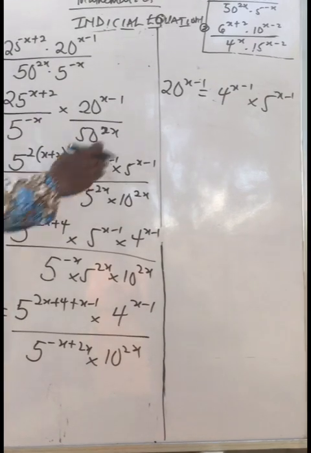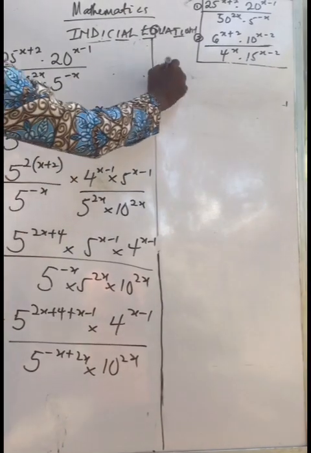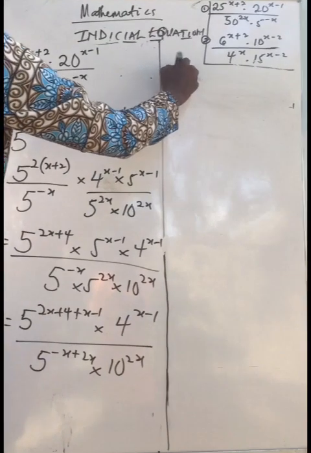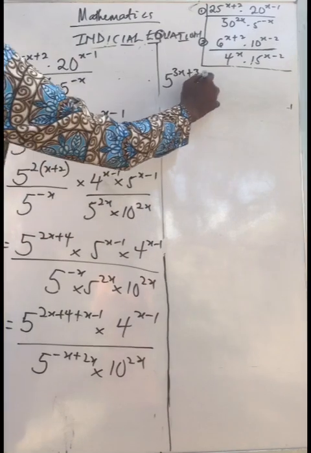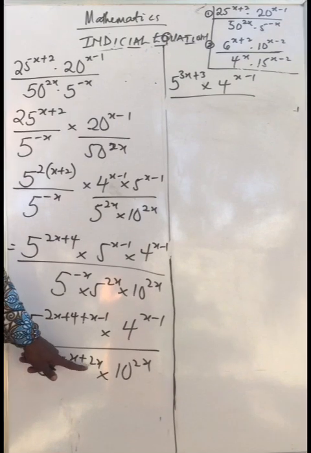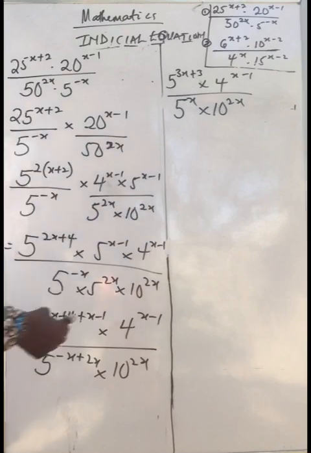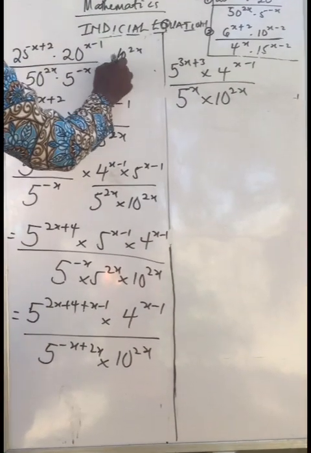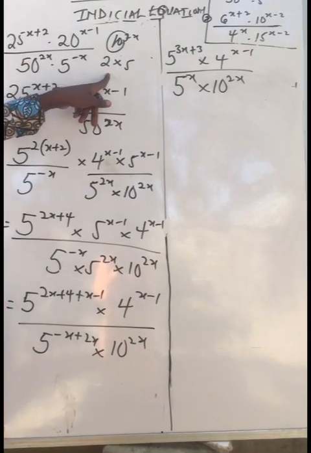And so we can still proceed. Let's then proceed with the solution here. And this one ends up giving us 5 raised to the power, now 2x plus x is 3x, then 4 minus 1 is another 3, times 4 raised power x minus 1, all over. Now look at this one. Minus x plus 2x is x, times 10 raised to the power of 2x. I still believe I can break this one down. Remember 10 raised power 2x, you can express 10 as 2 times 5.